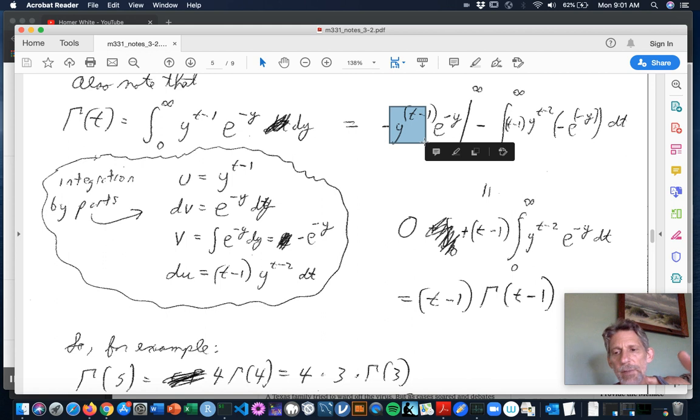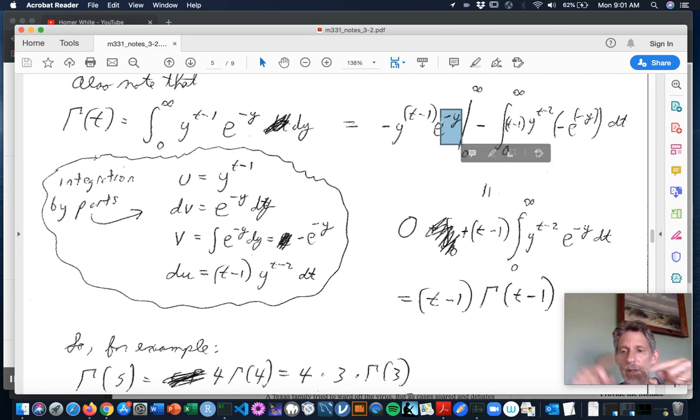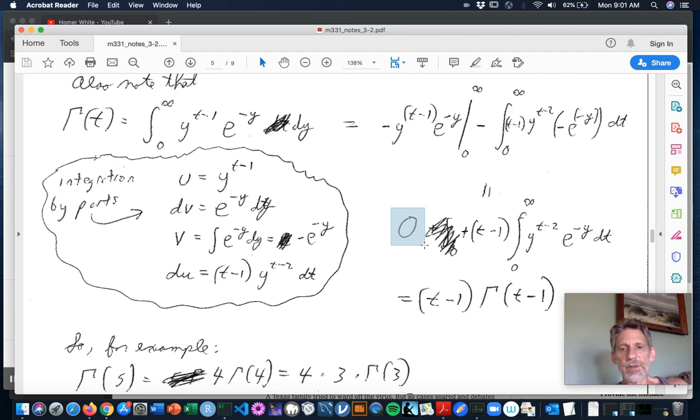Now, y to the t minus 1, that could get big, go to infinity, but it's a power function. Although it grows, and grows maybe fast, it does not grow nearly as fast as e to the minus y shrinks to 0. Like if you try L'Hopital's rule on it, you'll find that this product has to go to 0. So you'll get a 0 when you plug in the infinity. And if you plug in the 0, then you've got a 0 to the t minus 1, which is a 0. So that whole thing is going to have to work out.